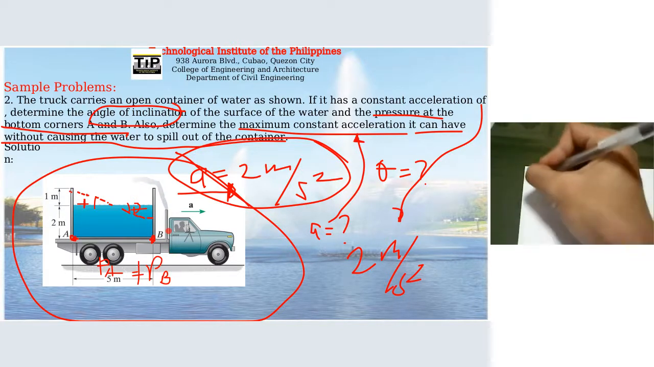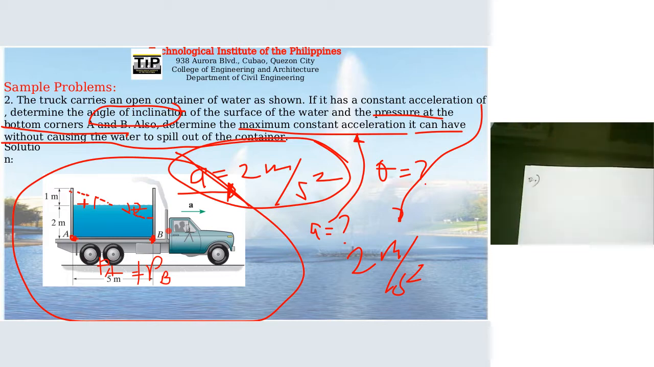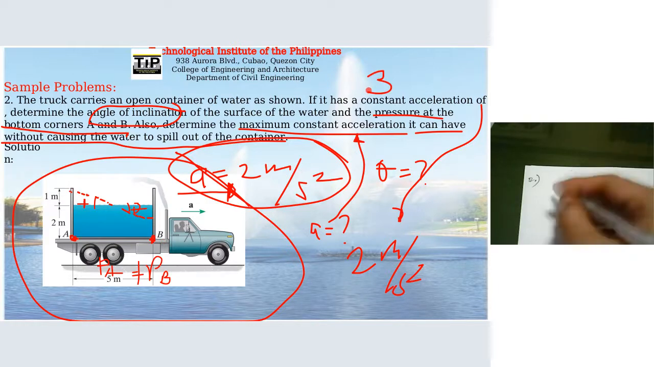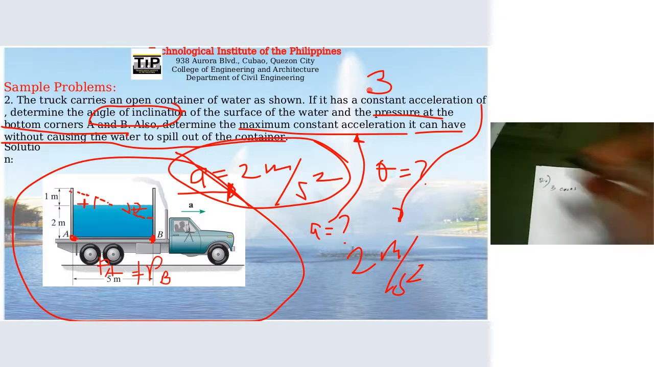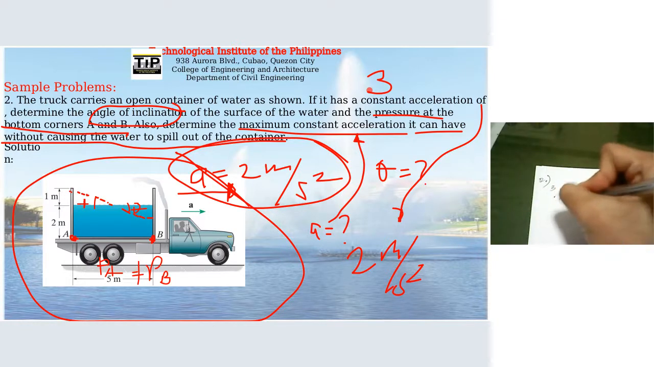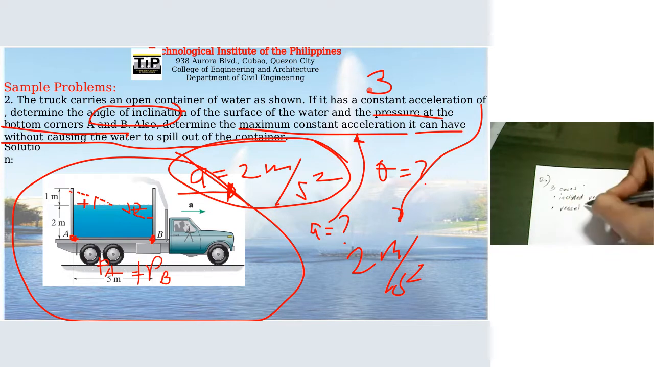Now, para sa ganitong case, kasi I mentioned earlier that we have 3 cases, right? So, sulat ko muna, no? 3 cases. Una, inclined vessel. Pangalawa is vessel that travels vertically. And then pangatlo is vessel that travels horizontally.